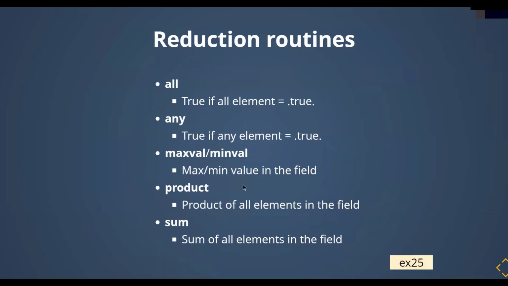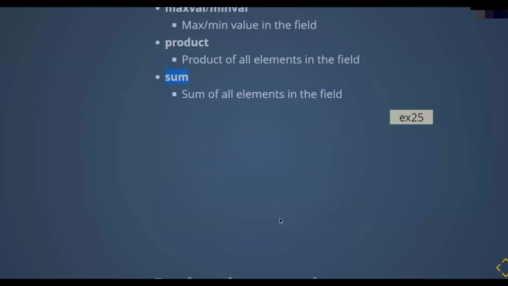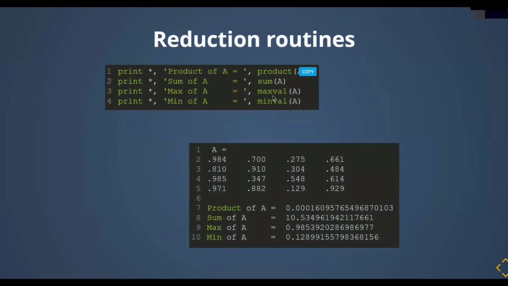Then there are other routines that are useful for arrays. So all will return true if all elements are true. This is usually used if you have an array consisting of Boolean values, you can use all to check if they're all true. You can also use any to check if any element is true. There are functions for returning maxval and minval of values in an array. You can do product of all elements in the field, sum of all elements. So you can see there are similarities to Python here as well. So you have a product of A, and then you have sum of A. They all return single scalar values.